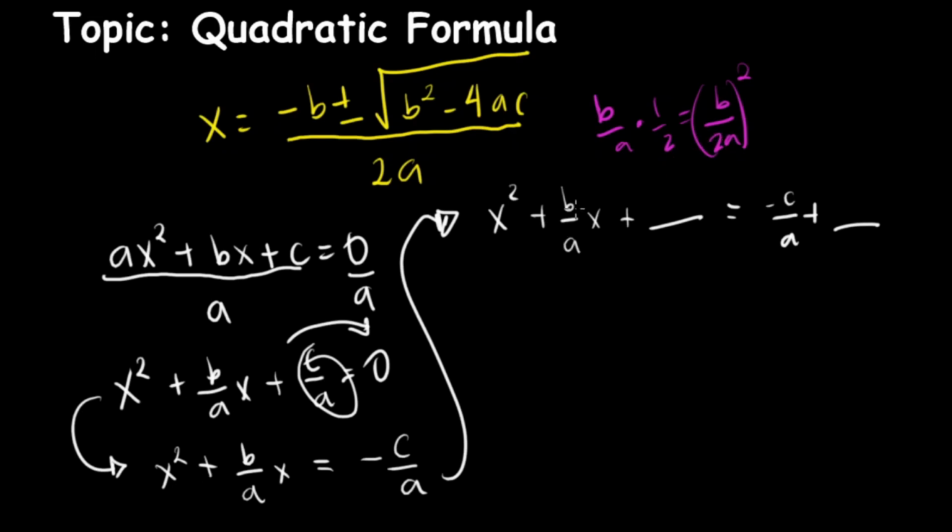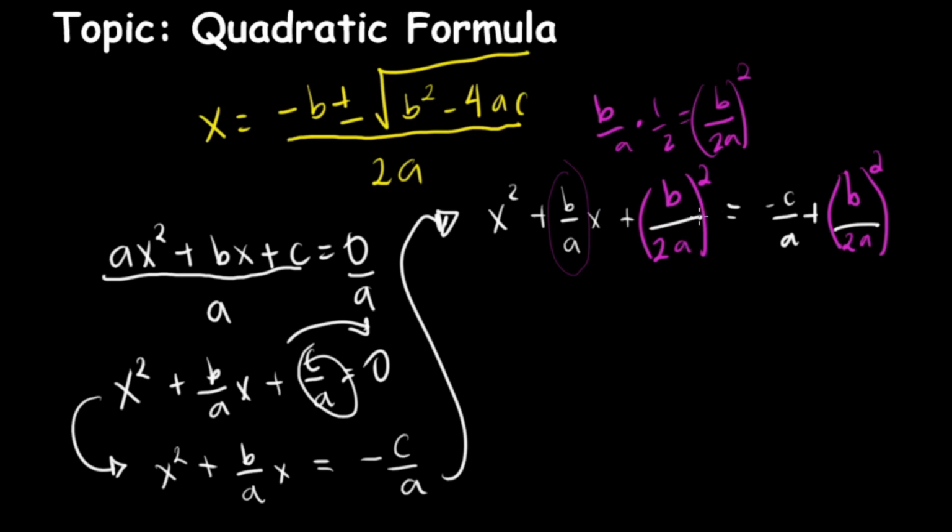Yung middle term, i-divide natin by 2, or should I say, etong term na to, i-divide yan always sa 2, and then yung magiging quotient nun ay i-square natin. Okay? So, in this case, magiging b over 2a quantity square. Tapos din dito naman b over 2a quantity square. So, nasa sa inyo yan kung gusto nyong i-simplify, pero I suggest na wag na.